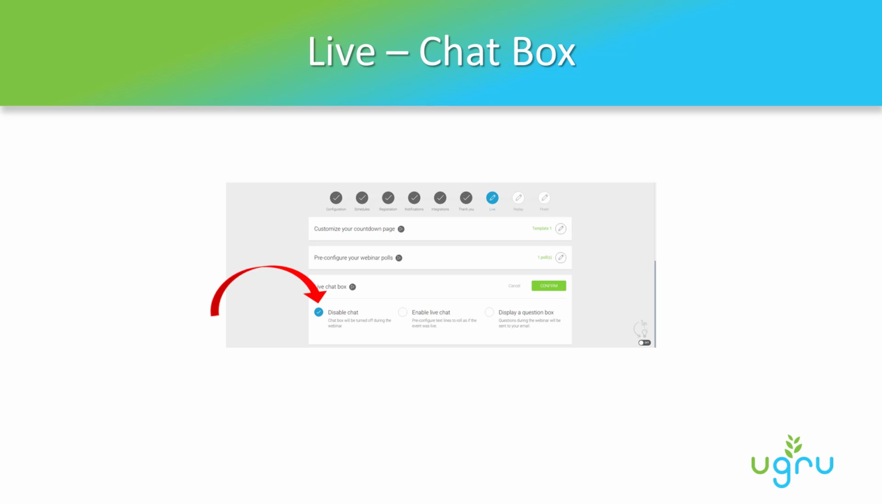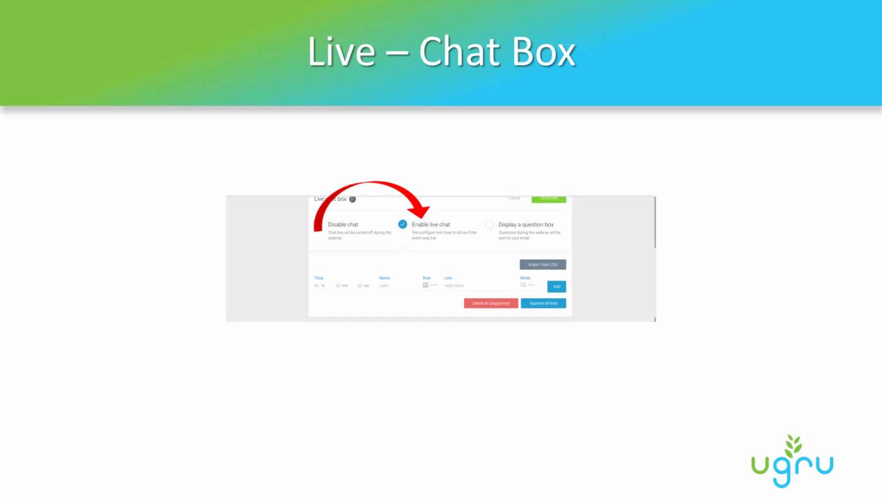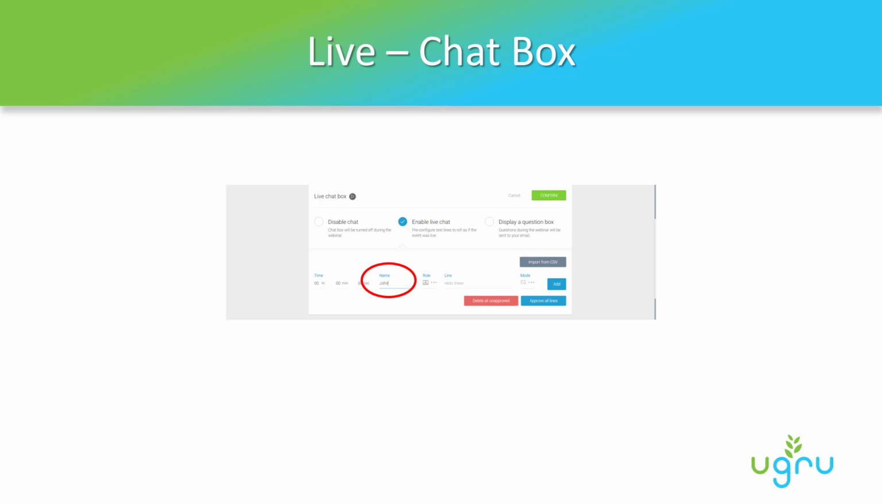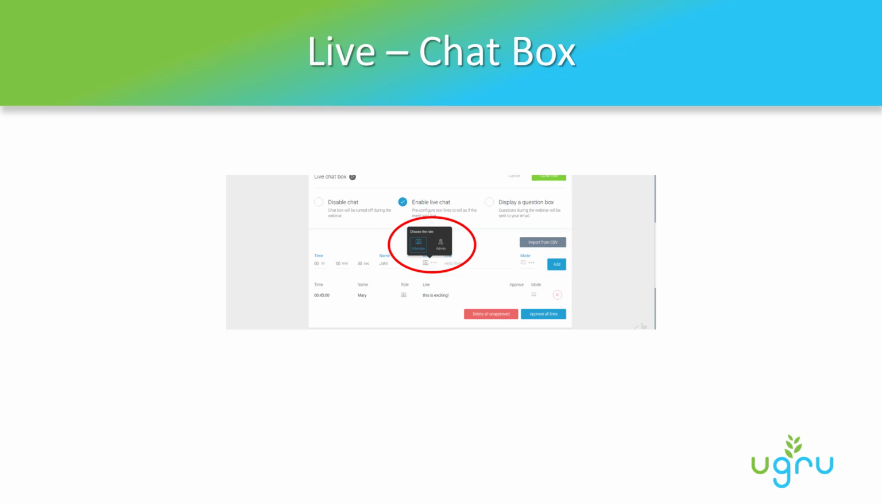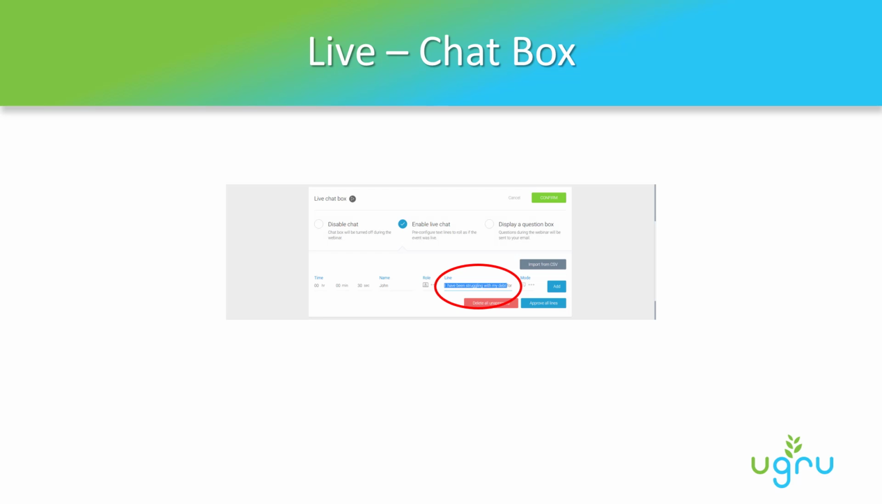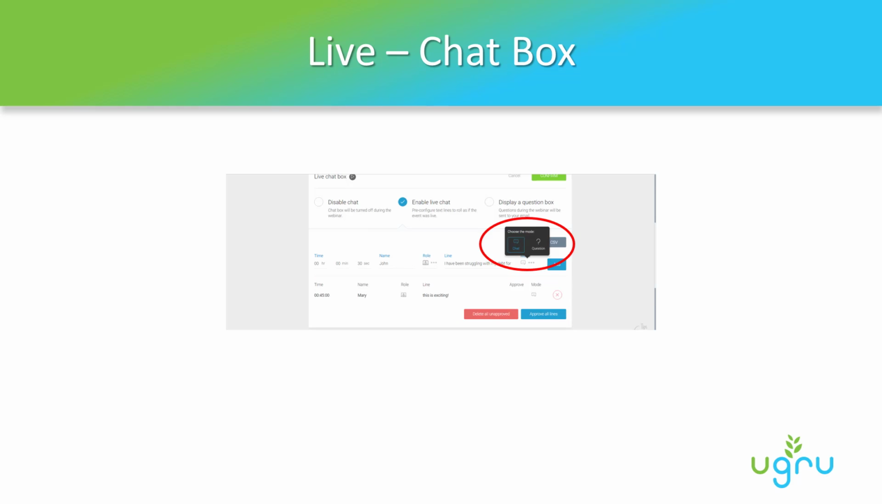First is the disable chat option. It's checked by default. Next is the enable live chat. And here you'll predetermine what questions or comments pop through the webinar. You can enter what time they appear in hours, minutes, and seconds, who is asking or commenting, what the role is, whether the presenter or the attendee, and the line of text for the comment or question, okay?